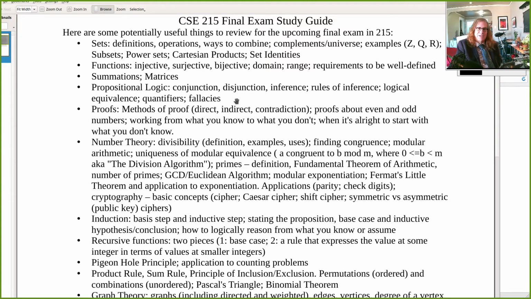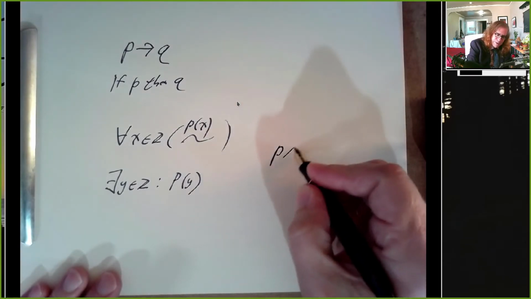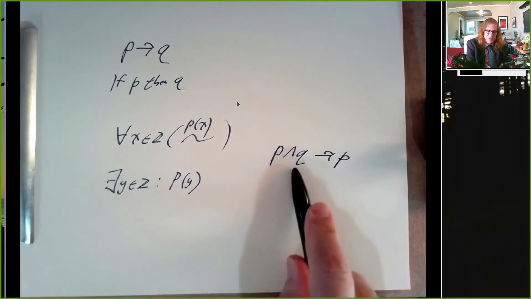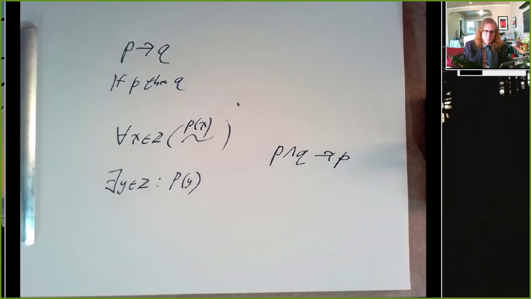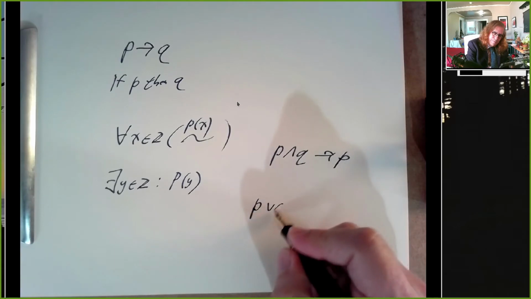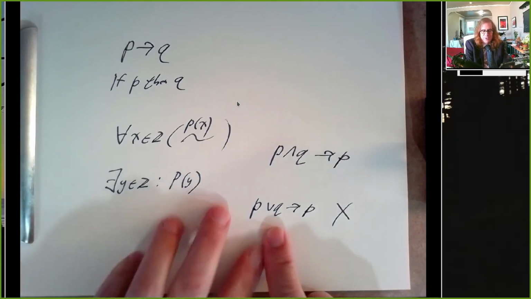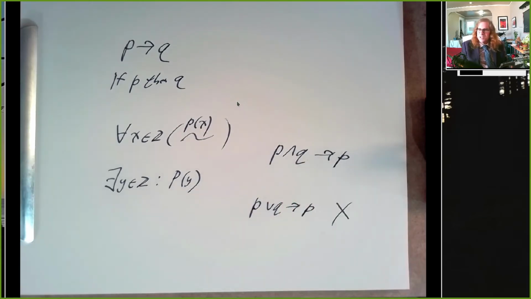Fallacies are things that are not true. Theorems are things that are true, like P and Q implies P. Well, that's always true. If this is true and that's true, well, this is true, so this implies P. This is a fallacy. If I know that P or Q is true, P could be false. This might be true because Q is true even though P is false. So that's a fallacy. But P and Q also implies Q. Good.